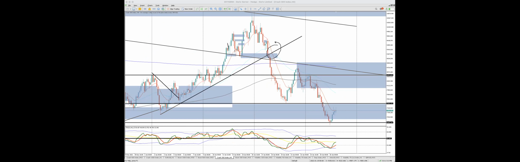Your 13/50 cross. Okay, this setup which is forming here, I think this could be the best limit. Let me just mark it properly. This here is the best limit.